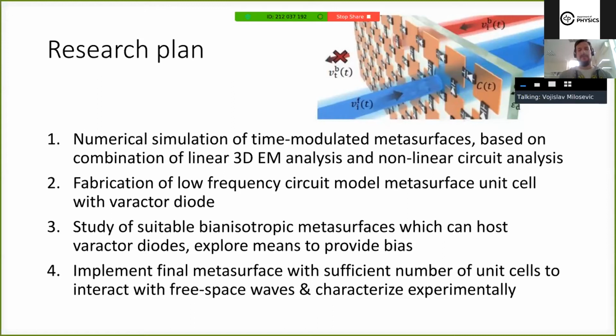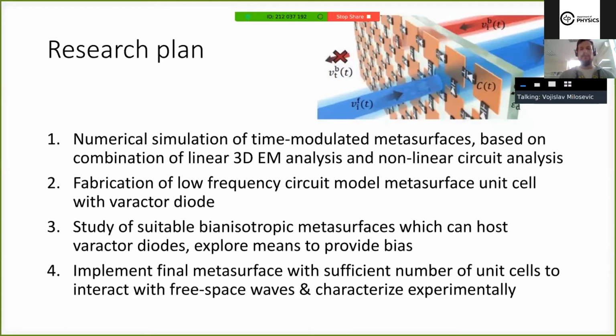Then after this confirmation, the next step would be to design the actual metasurface. This requires extensive work on study how to integrate the Varactor diodes and how to provide bias. And then finally to implement the designed metasurface with sufficient number of unit cells, and to characterize it experimentally by measurements in anechoic chamber, and to confirm this theoretical proposal.